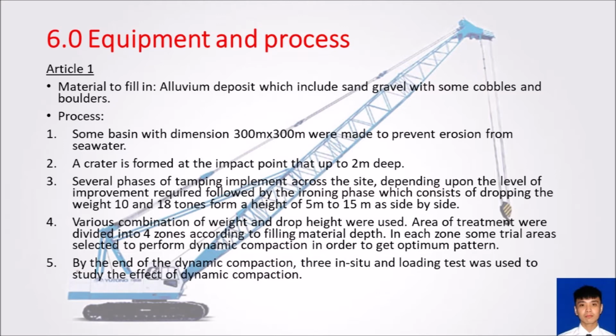Several phases of pounding were implemented across the site, depending upon the level of improvement required, followed by the ironing phase, which consists of dropping the weight of 10 and 18 tons from a height of 5 meters to 15 meters side by side.